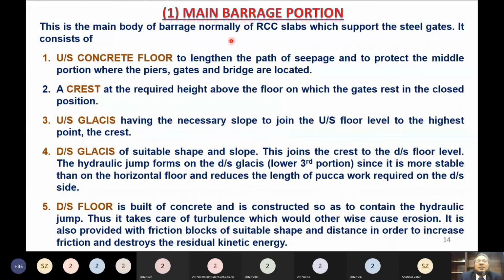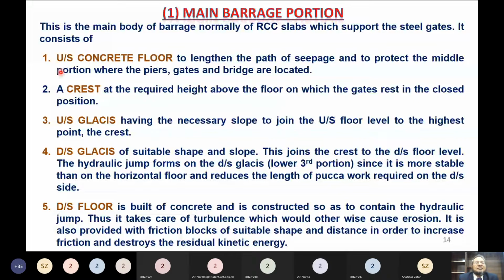Okay, now we can go to the components of the barrage one by one. What was the first component? Main barrage portion. Main barrage portion means it is mainly composed of RCC slab, like we make roof slabs. So these are the slabs. So how many components does it have? The main barrage portion has 5 components: the upstream concrete floor, upstream glacis, then the crest, then downstream glacis, then the downstream concrete floor. So these are all mentioned here.